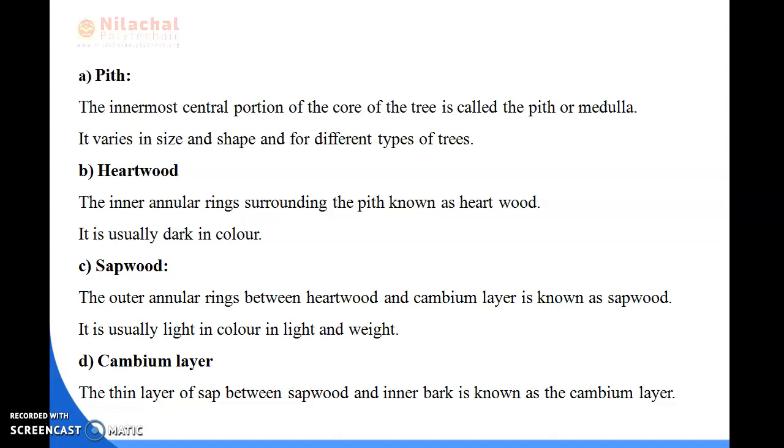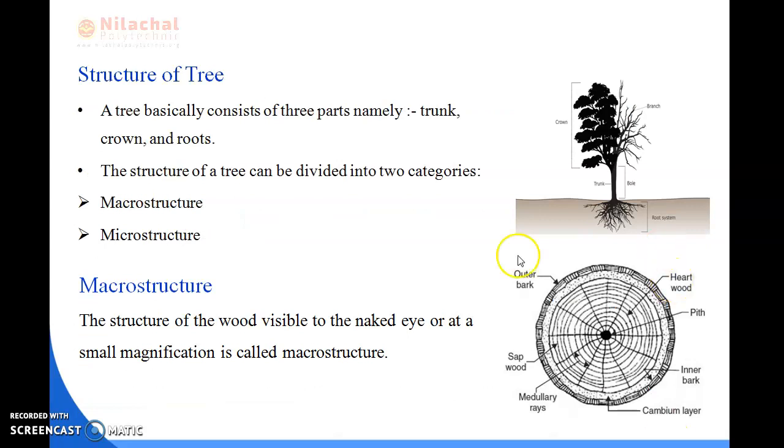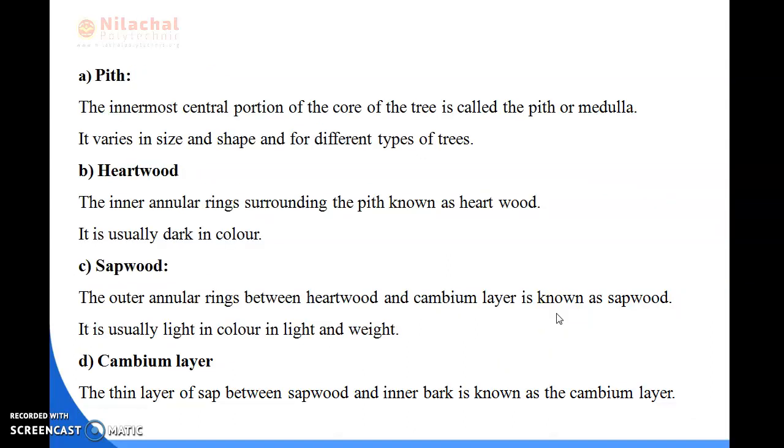Next is sapwood. The outer annual rings between the heartwood and cambium layer are known as sapwood. It is usually light in color and light in weight. You can see here the diagram. This is the sapwood. The outer annual rings between the heartwood and the cambium layer are known as sapwood, usually light in color and weight.